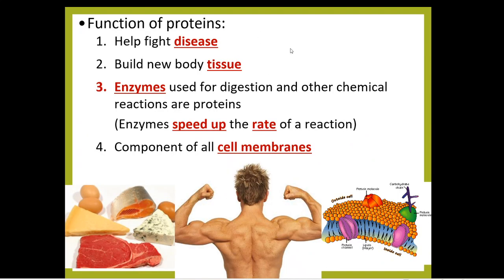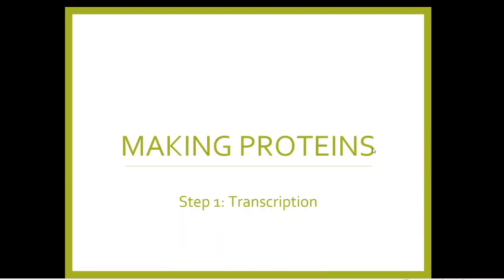Okay. The functions of proteins. Let's just remember what the functions of proteins were that we talked about last semester. They help fight disease. They build new body tissue. Enzymes are used for digestion. Other chemical reactions are proteins. Remember, they can speed up the rate of reaction. We talked about enzymes last semester. And then, of course, they are a component of all the cell membrane. So that's how our cells keep everything together. Okay. All right. So let's talk about the first step.